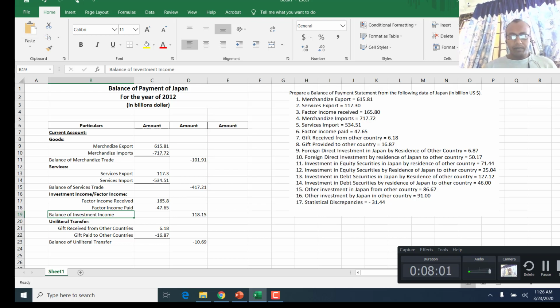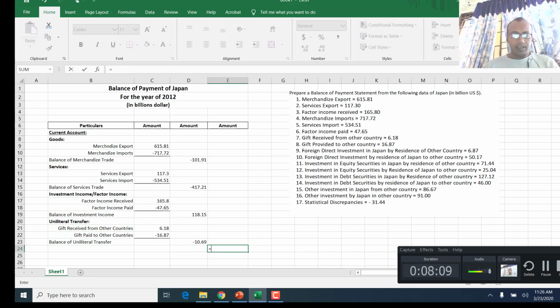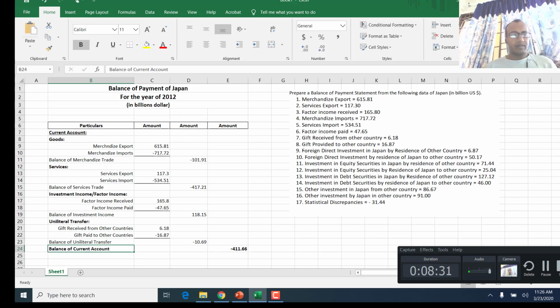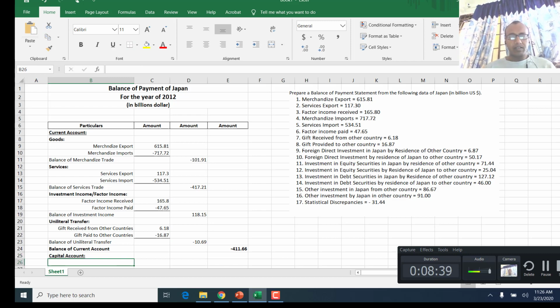Now all this together should be the balance of the current account. So I am making the balance here, that is the balance of current account. Now the capital account. Underline this to make it clear.